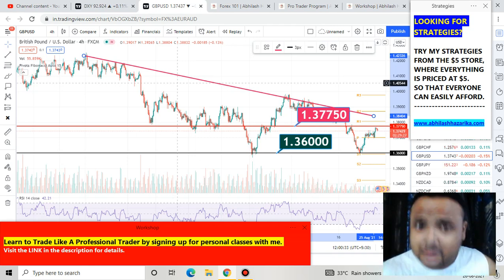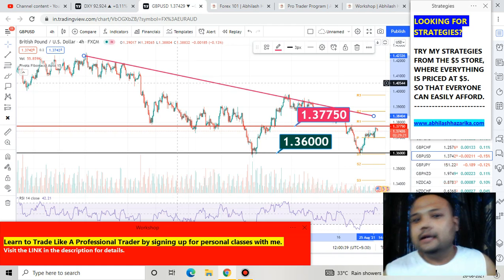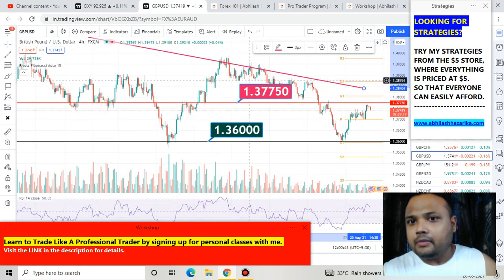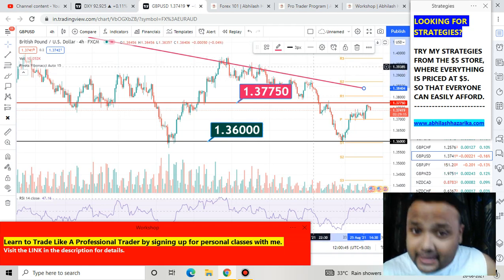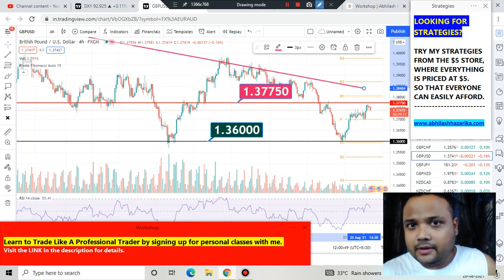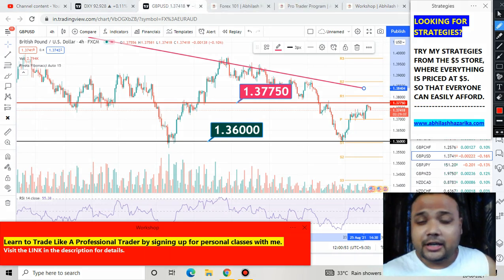Or in simple words, whenever the market was trying to go up, it was facing selling pressure from above, and you can clearly see that this trend line is a valid resistance for the market, and still the validity is there, and therefore you must draw this trend line on your charting platform as well.